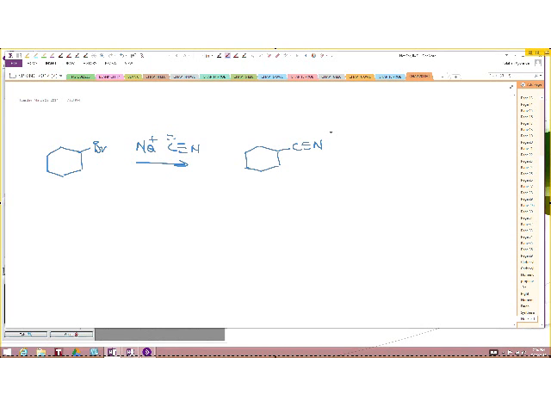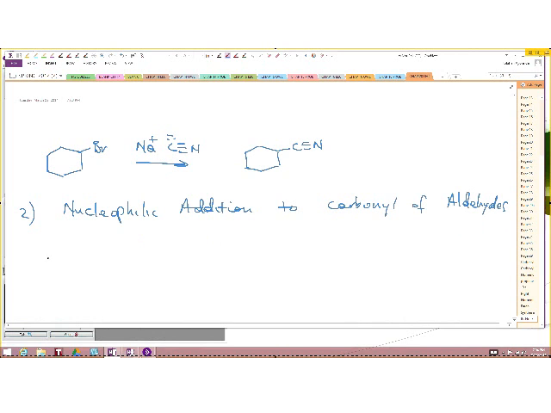Now, another method for making nitrile, let's call this method 2: nucleophilic addition to the carbonyl of aldehydes and ketones. Also, we have seen that before.